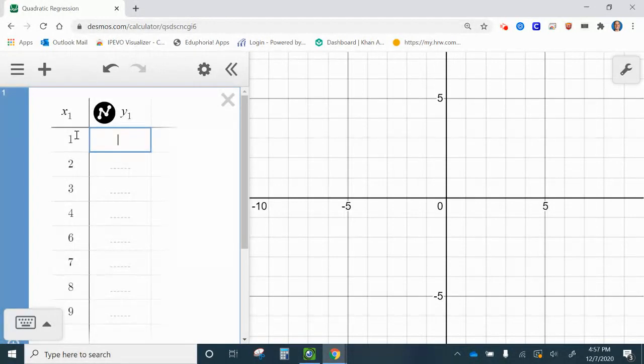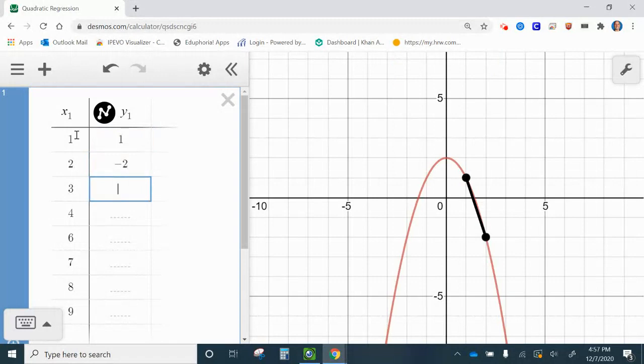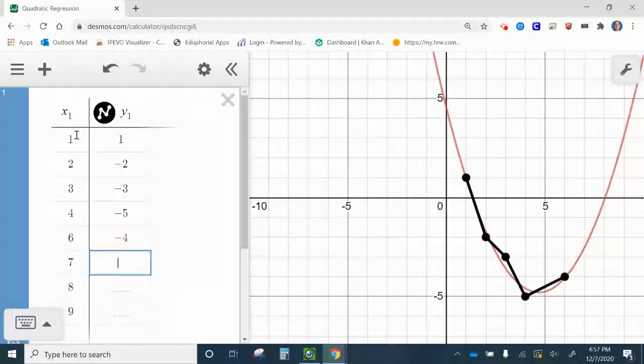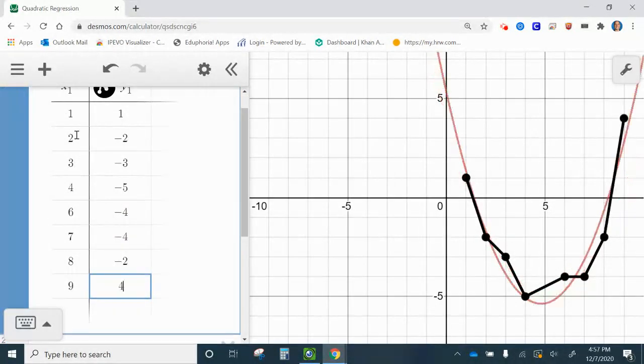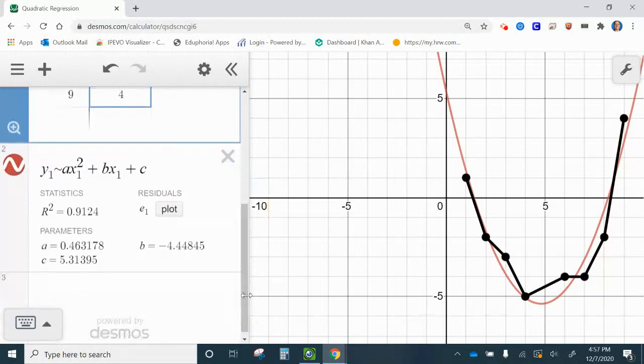And then these are 1, negative 2, negative 3, negative 5, negative 4, negative 4, negative 2, and 3. Okay, so we see our points in the regression. Now we come down here and we need to get our A, B, and C values. So A equals 0.46, B equals negative 4.45, and C equals 5.31. Okay?